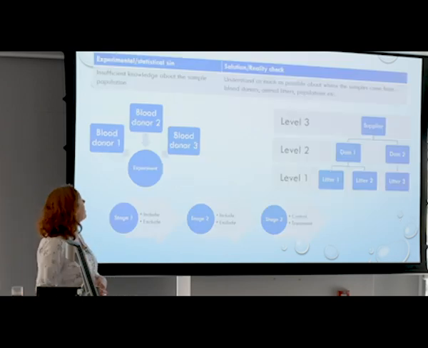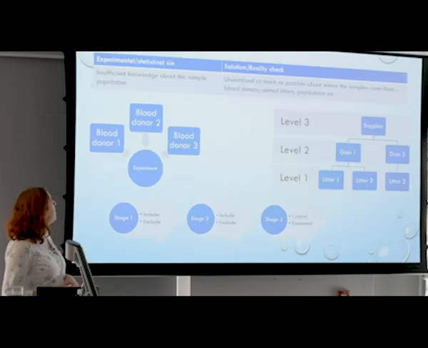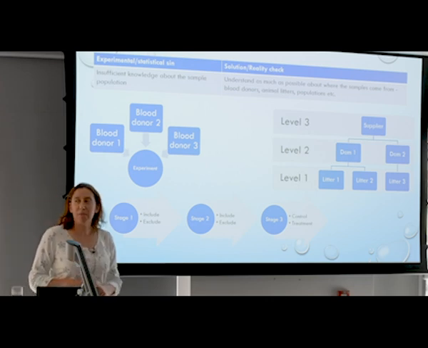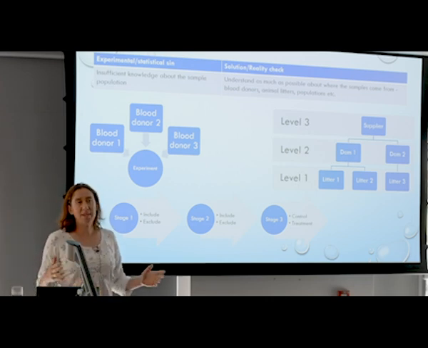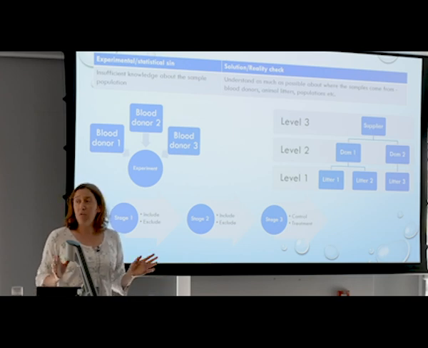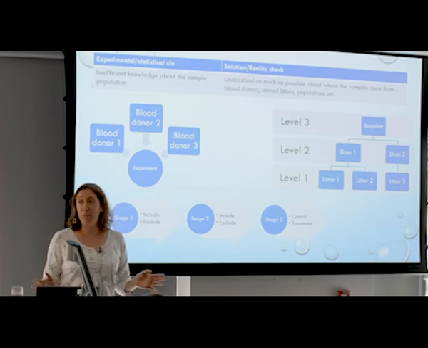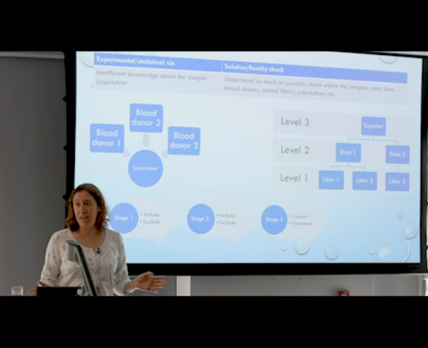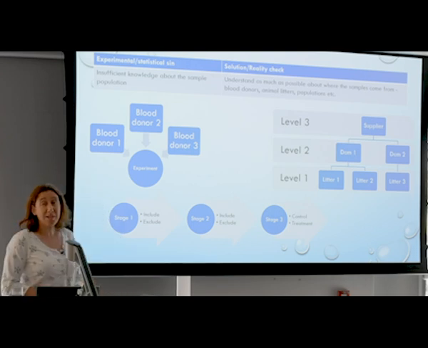Okay, so the first sin is insufficient knowledge about your sample background population. Whenever we're taking samples, what we're aiming for is a random, representative, targeted sample of what you're trying to study. But actually this isn't always the case.